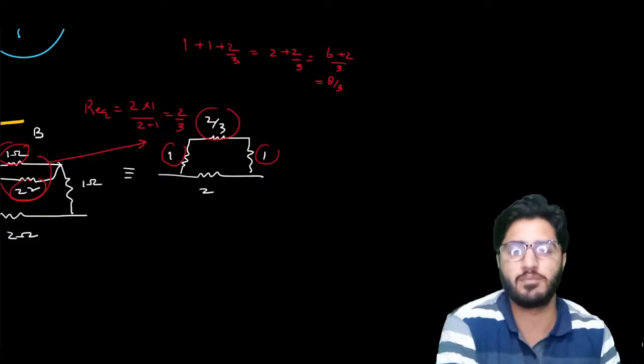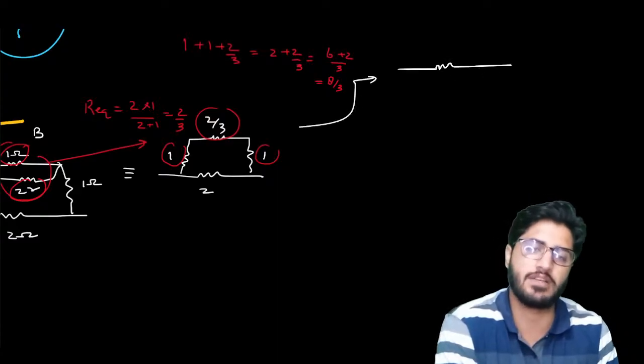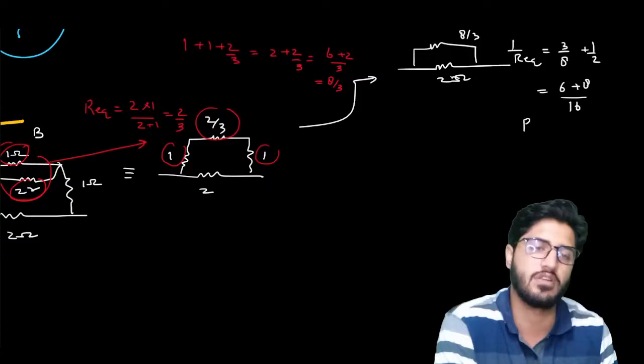8 by 3. So I will make it like here, no? Here. So it would be like 2 ohm, and this much is how much? 8 by 3. So 1 by R equivalent came out to be 3 by 8 plus 1 by 2. It was 6 plus 8 divided by 16. So R equivalent came out to be 16 by 14.